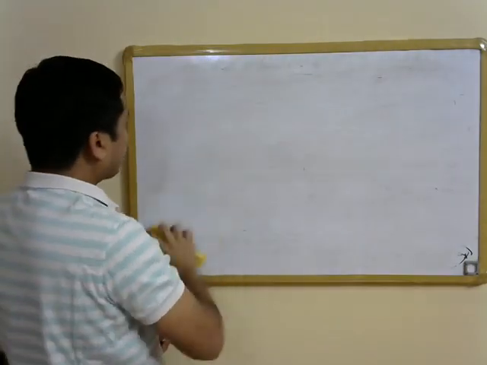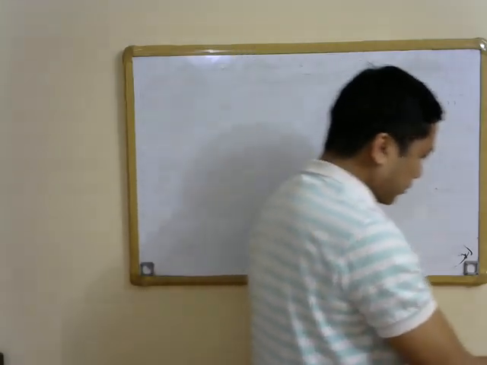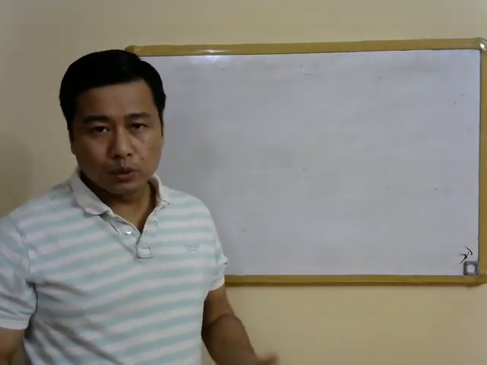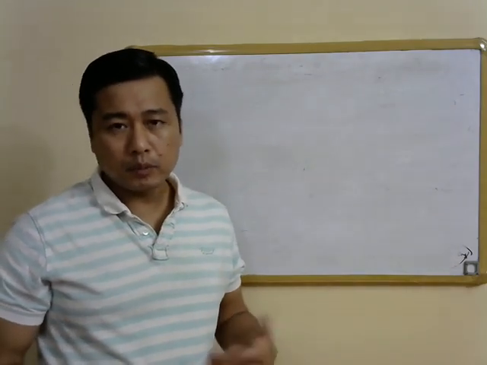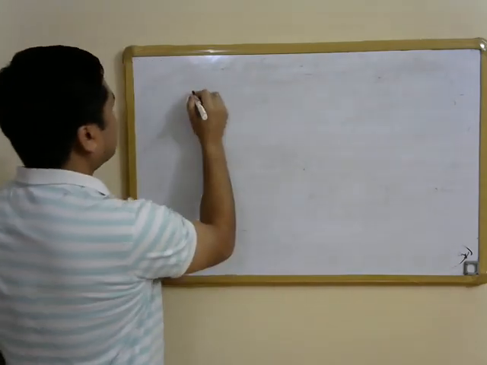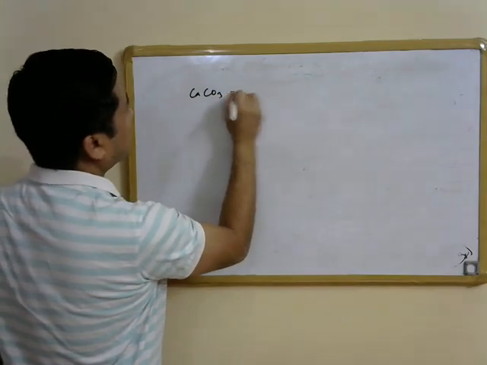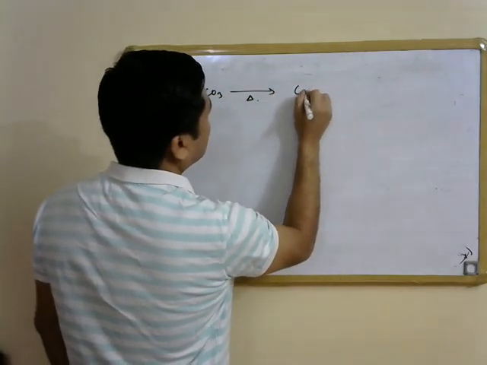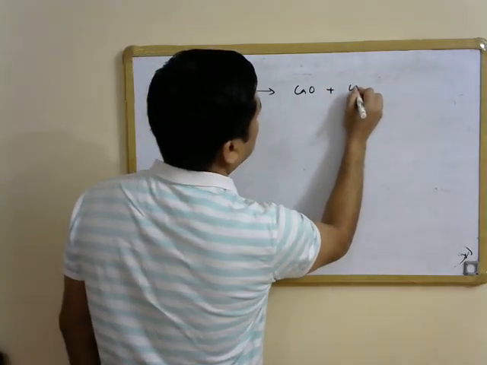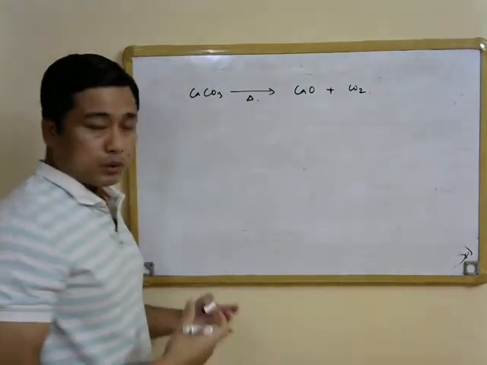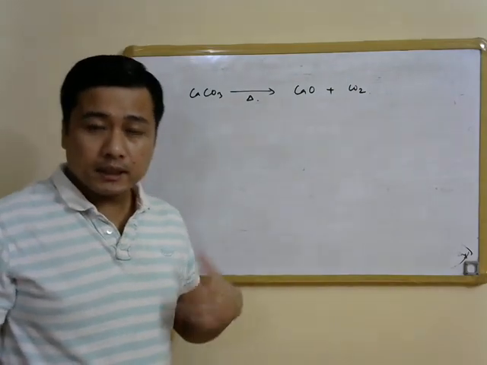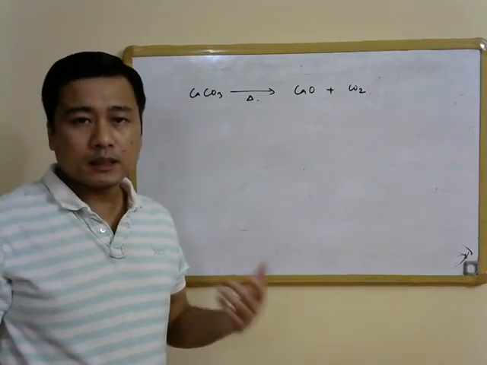Now let us get back to the chemistry of the carbonates. The carbonates of group 2 are thermally unstable, and when we heat them they decompose. So for example, if we take calcium carbonate and heat it, it is going to decompose into calcium oxide and carbon dioxide.